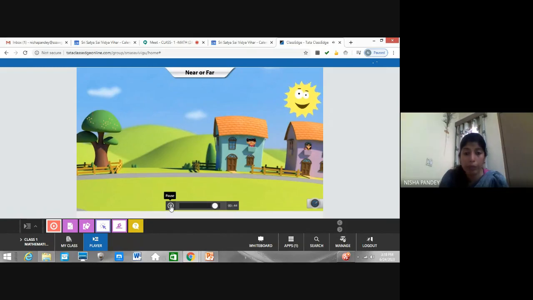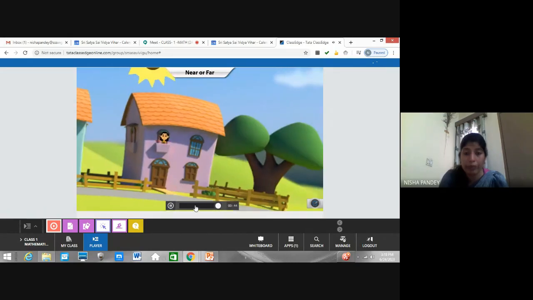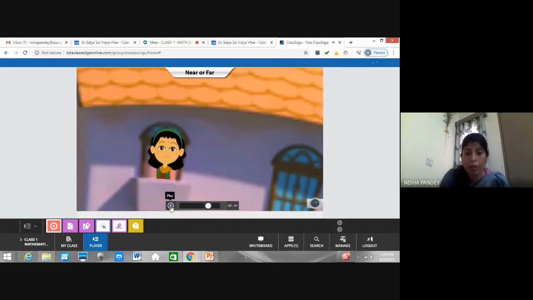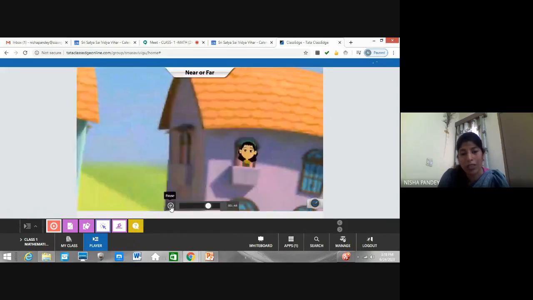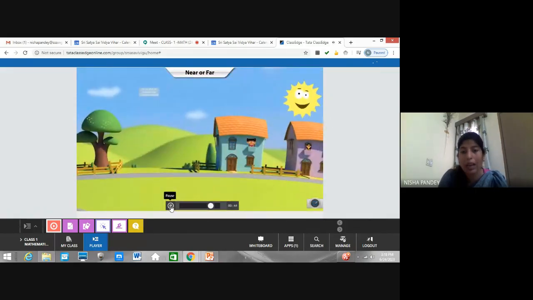Things are near or things are far. Things are near if they are easy to see. Just like this cute little honeybee. So remember, when things are near, it is easy to see. When things are far, it is not easy to see them. Things that are far are hard to see. Just like the flowers on that tree.